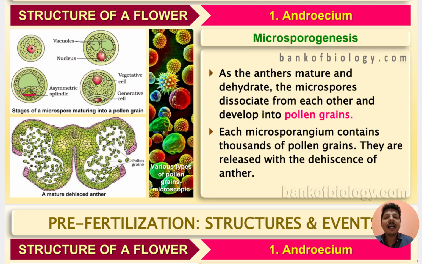As the anther matures and dehydrates, meaning loss of water, the microspores dissociate from each other and develop into pollen grains. Each microsporangium contains thousands of pollen grains. They are released with the dehiscence of the anther.